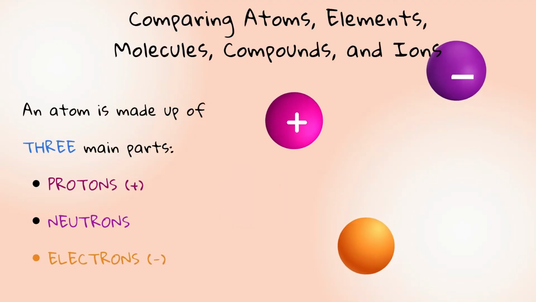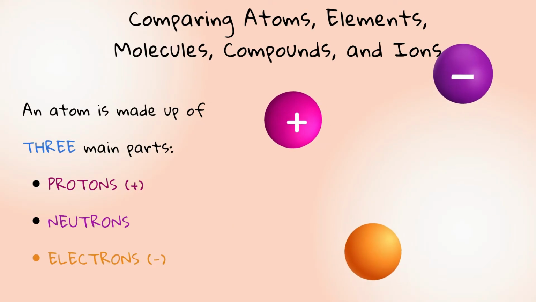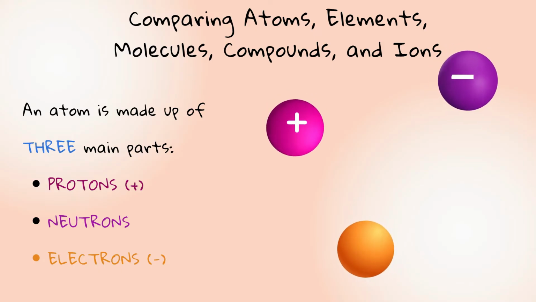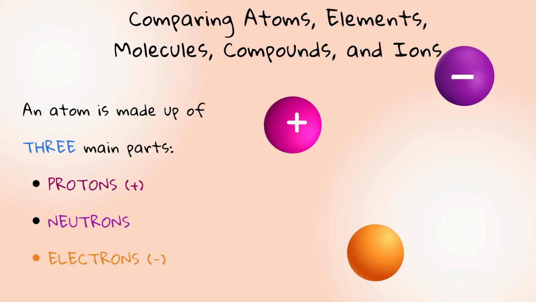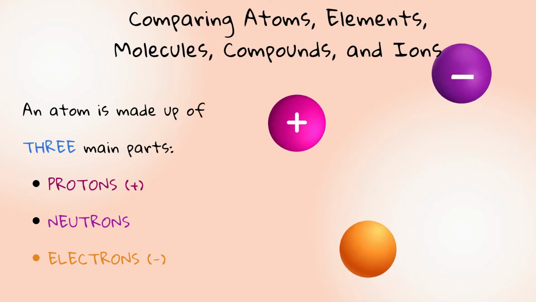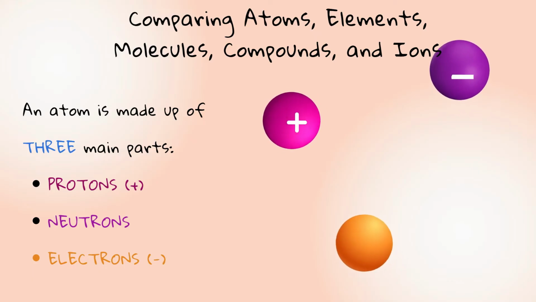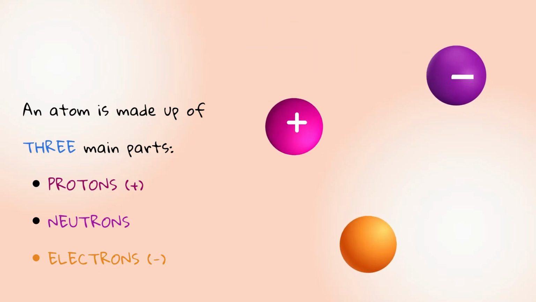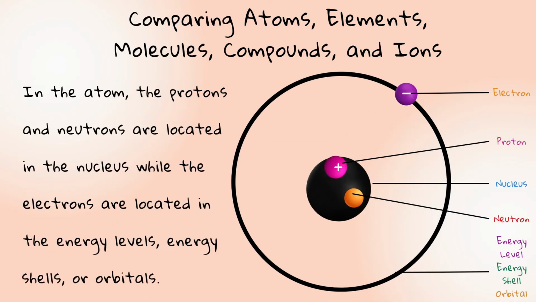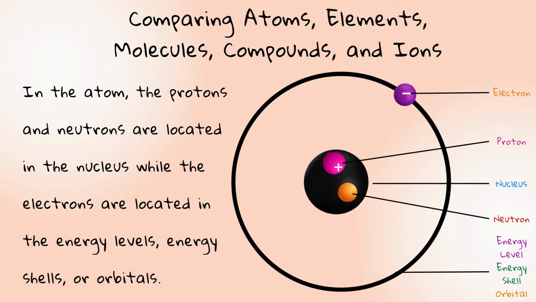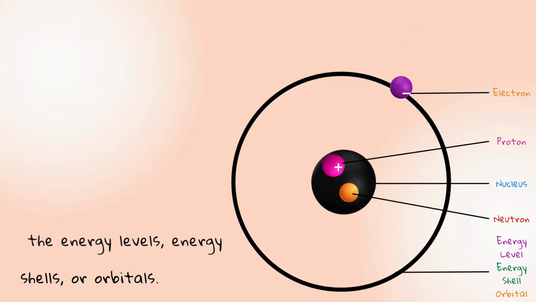An atom is made up of three main parts. You have the protons, which are positively charged, the neutrons, which have no charge, and the electrons that are negatively charged. In the atom, the protons and neutrons are located in the nucleus, while the electrons are located in the energy levels, which are also known as energy shells or orbitals.